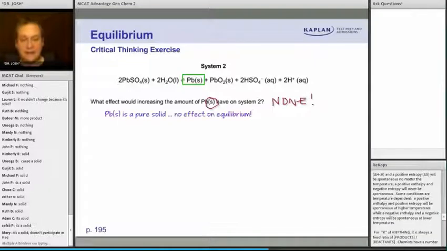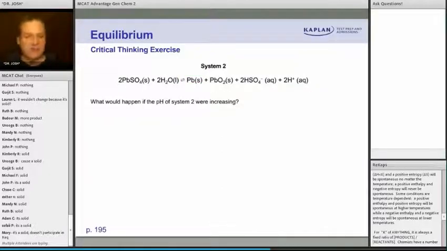You guys got it. It's a pure solid, so it doesn't matter. We only care about aqueous and gaseous phases. So if it's solid, don't worry about it. Since we don't put solids in our KEQ, they're not going to affect equilibrium. They don't affect the concentration overall.